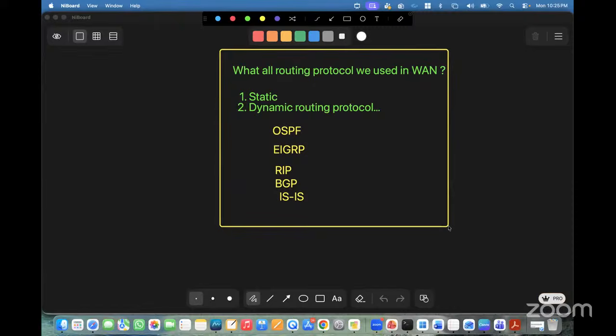So now the question is: are we going to use all these protocols in SD-WAN? What do you guys think? Just try to put yes, no, maybe in chat. Yes, no, maybe. I don't know if you guys have any knowledge or not, but try to put it in chat or try to speak. Are we going to use these protocols, yes or no?